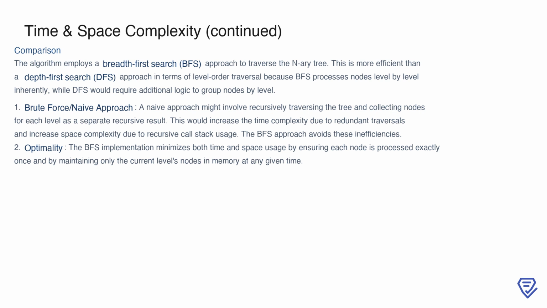A naive implementation using DFS might involve recursively traversing the tree and collecting nodes for each level in separate recursive calls. However, this would result in redundant traversals and increased space complexity due to the recursive call stack. In contrast, the BFS approach avoids these inefficiencies by ensuring that each node is processed exactly once and by storing only the nodes at the current level in memory. This makes BFS the optimal choice for level-order traversal in terms of both time and space complexity.